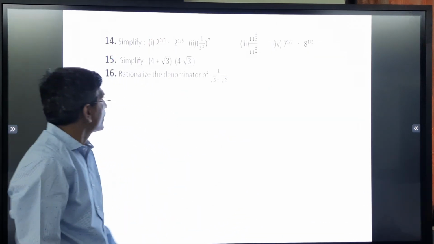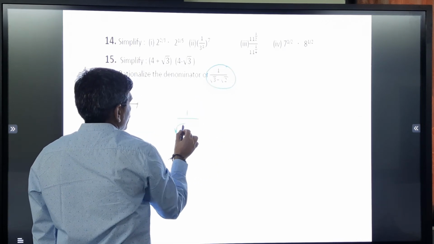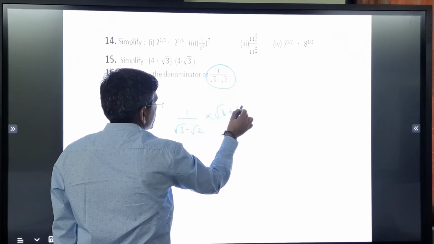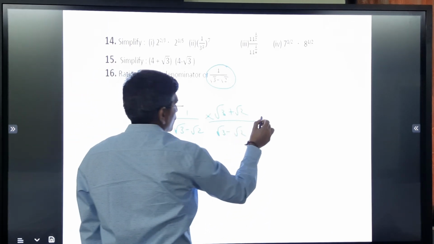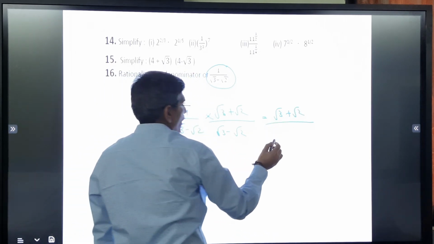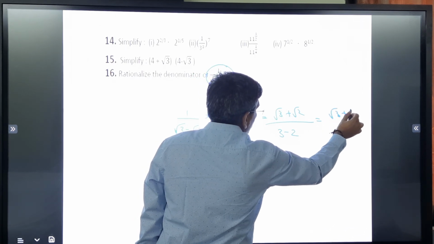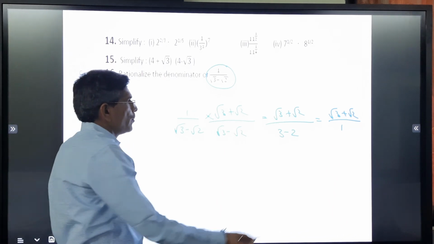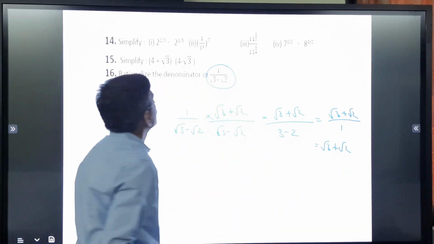Now only one question still there. That is rationalize the denominator. That is important. So 1 upon root 3 minus root 2. We have to rationalize the denominator by opposite sign. So above we have root 3 plus root 2 as it is, and here difference of square. So 3 minus 2, that is answer is 1. So root 3 plus root 2 upon 1, but we cannot write 1 in a denominator form. So answer is root 3 plus root 2.